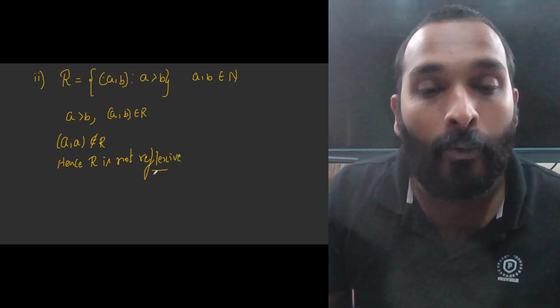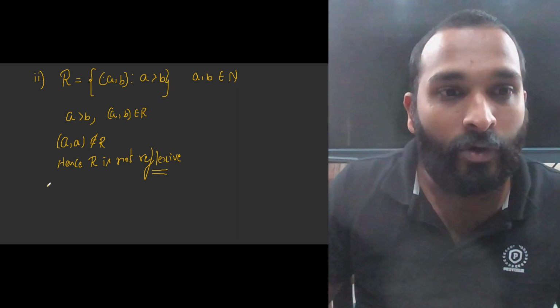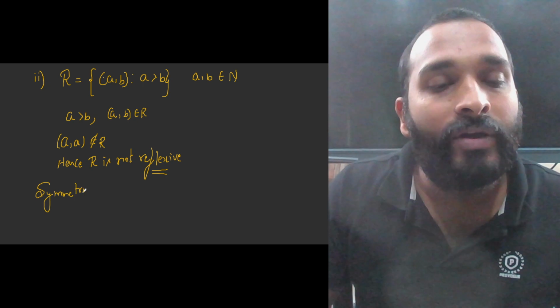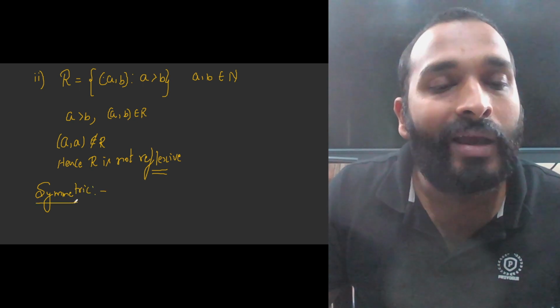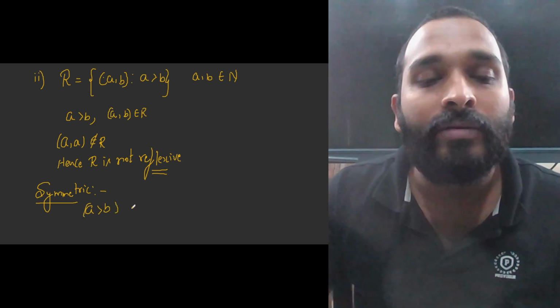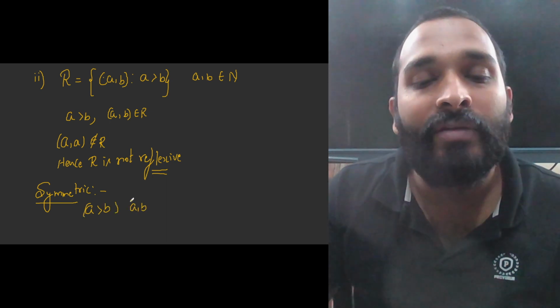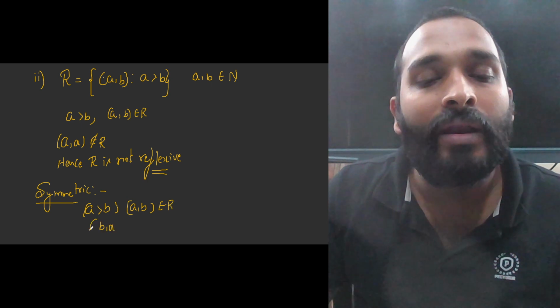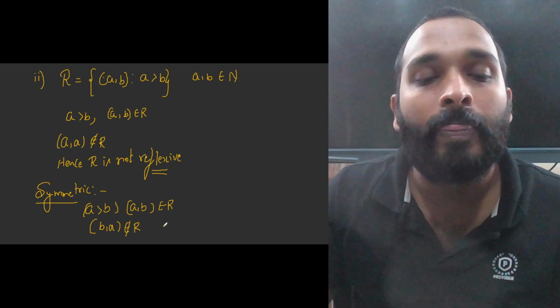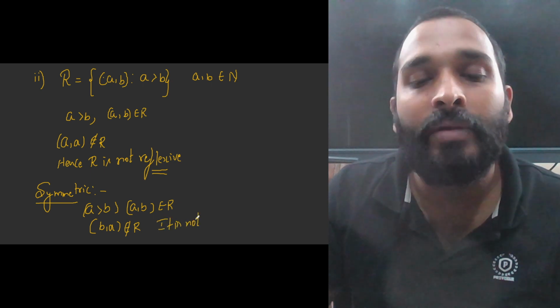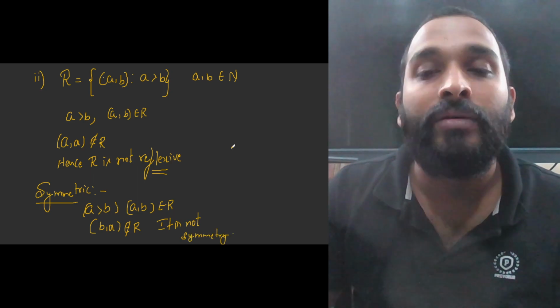Now, R is not reflexive, we got it. Now, let us check for the condition of symmetry. As I told you, if A is greater than B, children, can you write B greater than A? Not possible. If A is greater than B, so (A, B) will belong to R. In that case, (B, A) can never belong to R, right children? Yes. So it is not symmetric, right?